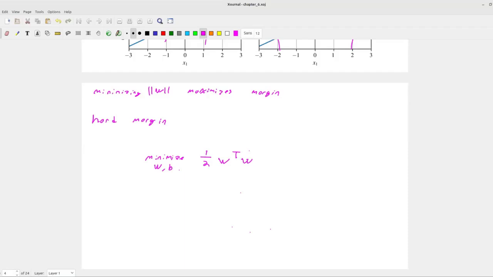So we are going to require t, which is my target of my instance i, multiplied by my weights transpose x of i, plus b is greater than or equal to 1 for all positive cases.